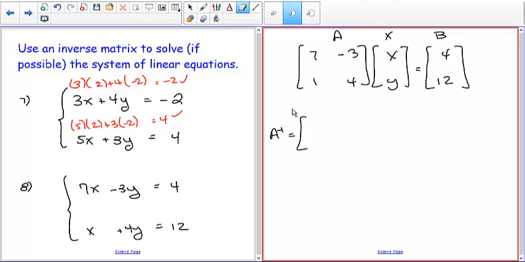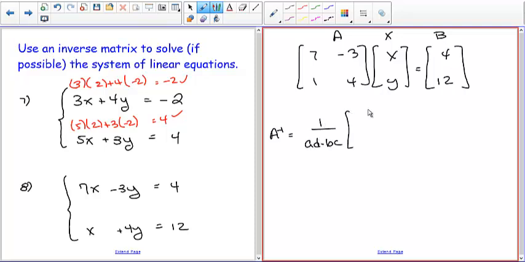The inverse matrix, remember, is 1 over AD minus BC, and what we do is we have D, negative B, negative C. I'm looking in the book because I don't have this memorized. So let's see what we get. We get 1 over 7 times 4, which is 28, subtract negative 3 times 1, so that's plus 3.